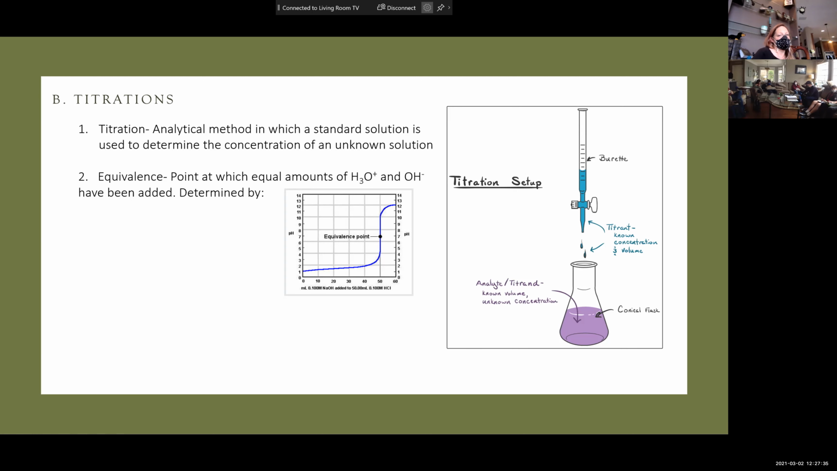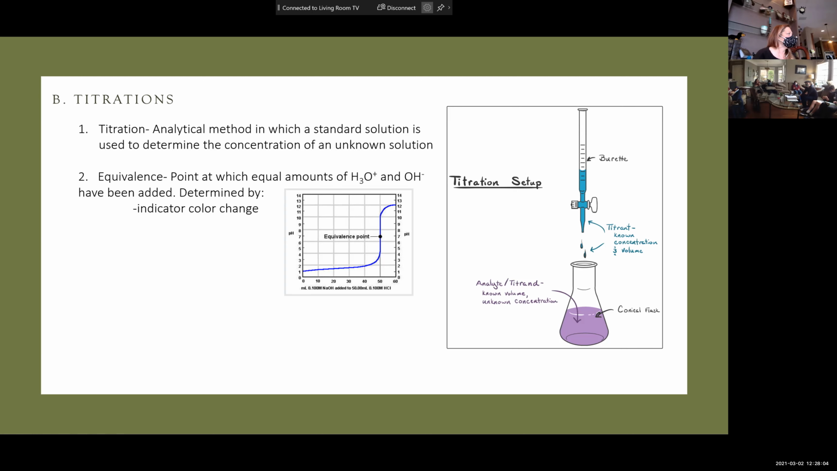So the equivalence point is a point at which equal amounts of hydronium, where's the hydronium coming from? Nope, hydronium comes from the acid, and hydroxide, where does that come from? The base. Remember, anything that ends in hydroxide is a base. You'll hear it, such and such hydroxide, always your base. And you determine that by your indicator color change, which is what we did today.